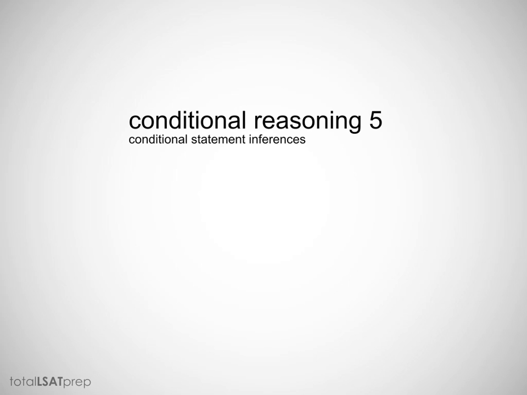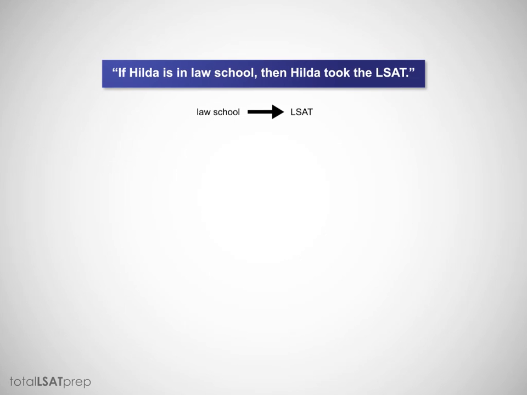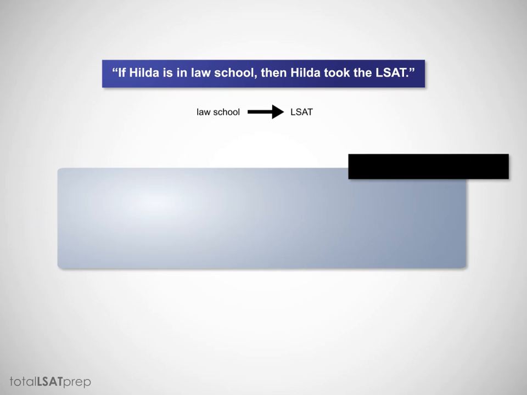Okay, in this video, we're going to take a look at the conditional statement, at the conditional relationship, and we're going to discuss a particular kind of inference that you can make from any conditional statement. Taking a look at our statement, we have here, if Hilda is in law school, then Hilda took the LSAT. And we have our standard diagram, law school, and then arrow to the right, and then LSAT. And now the question is, what can we know from this?